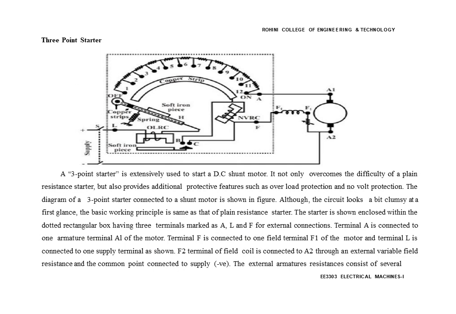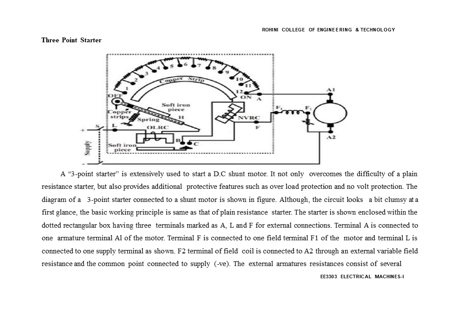Next one is the 3-point starter. The 3-point starter is essentially used to start the DC shunt motor. It not only overcomes the difficulty of the plain resistance starter, but also provides additional protective features such as overload protection and no-load protection. The diagram shows a 3-point starter connected to a DC shunt motor. Although the circuit looks a bit clumsy at first.